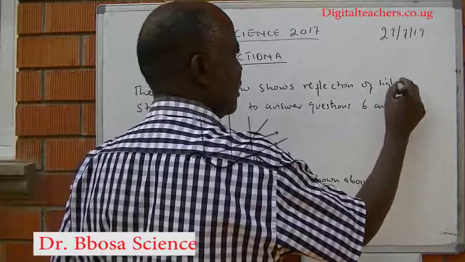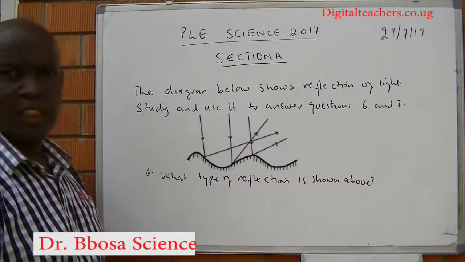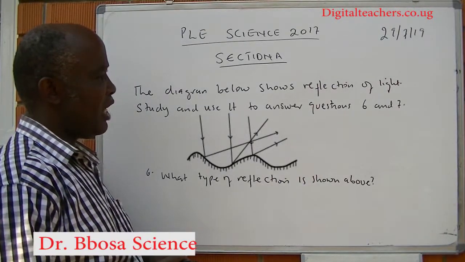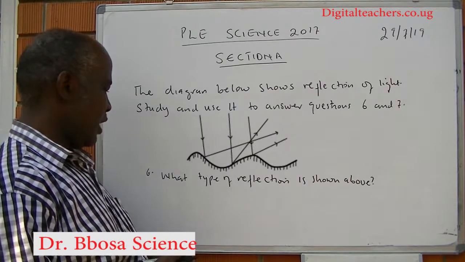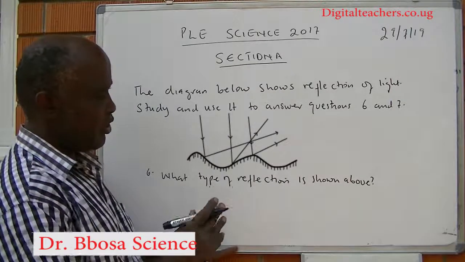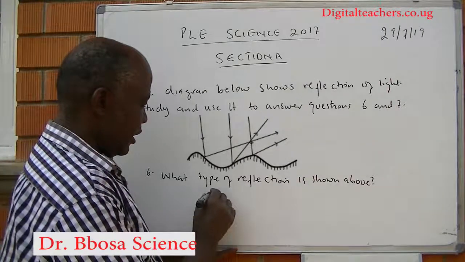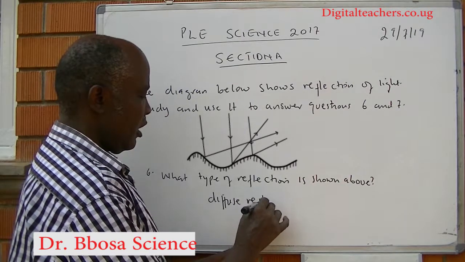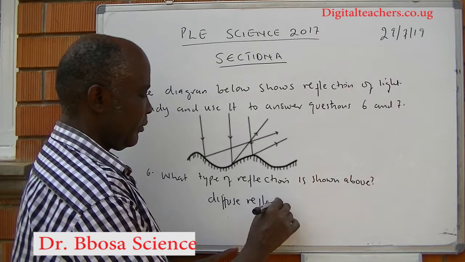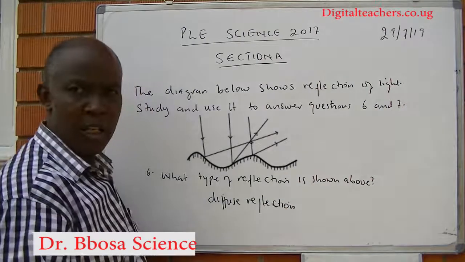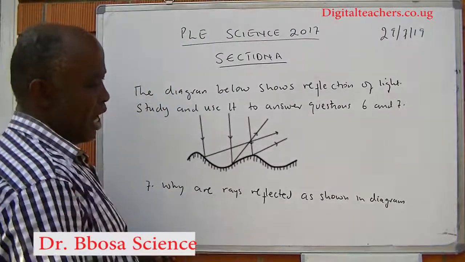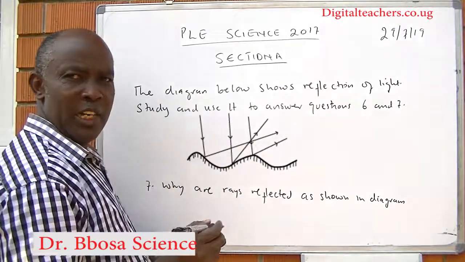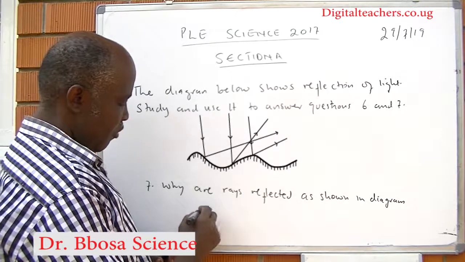The diagram below shows reflection of light. Study and use it to answer questions 6 and 7. What type of reflection is shown above? This is diffuse reflection. Number 7, why are the reflected rays shown like this? Because the surface is not smooth.